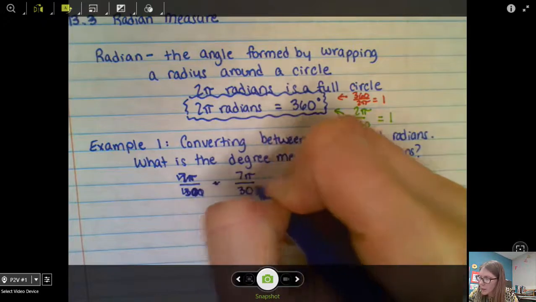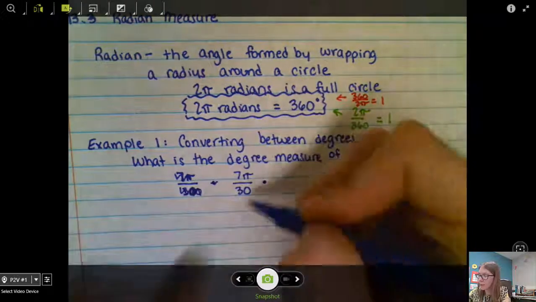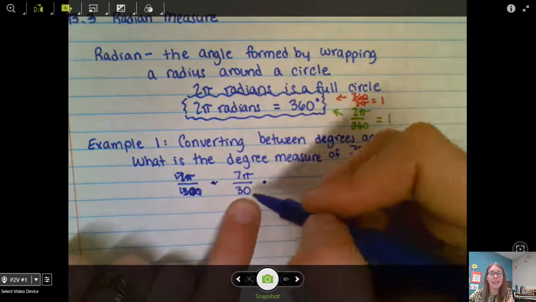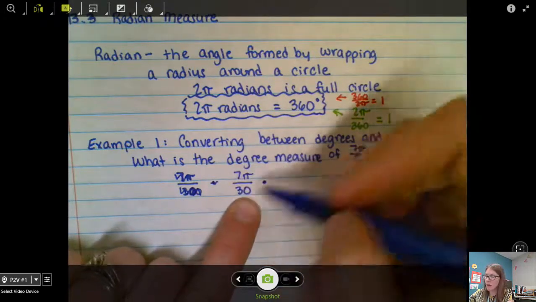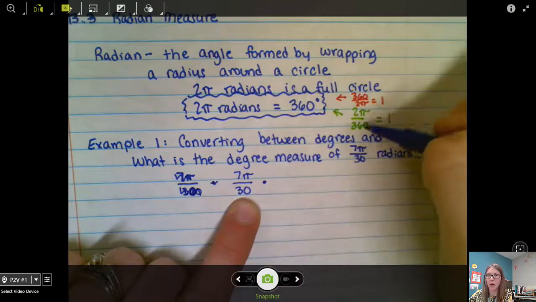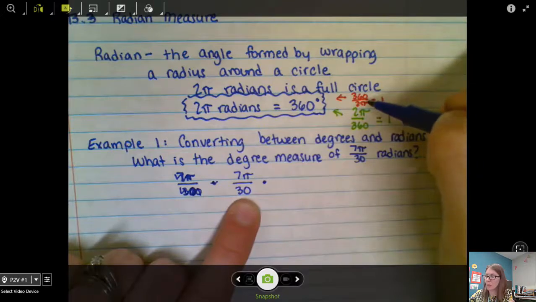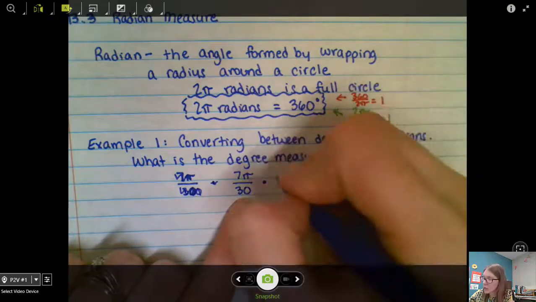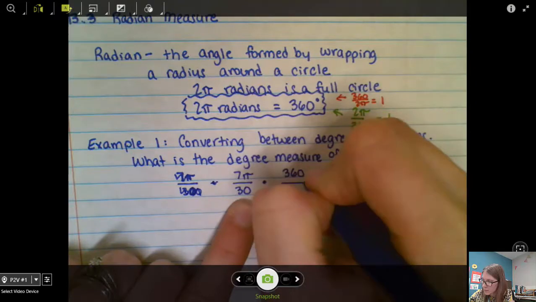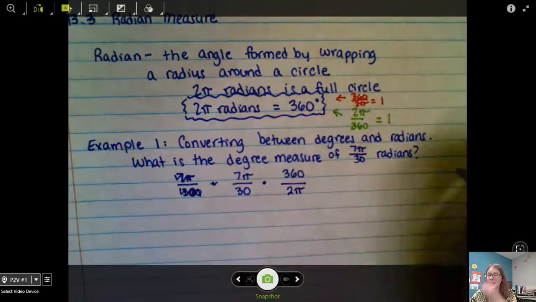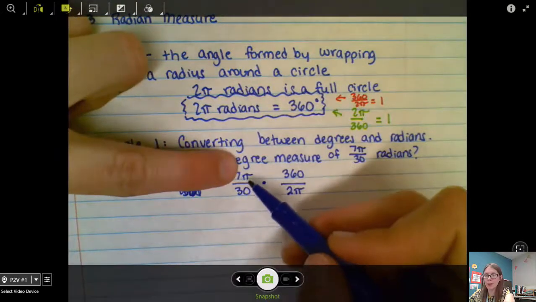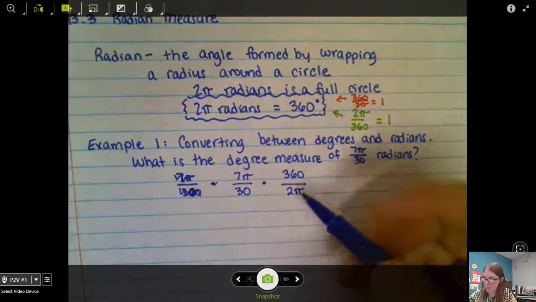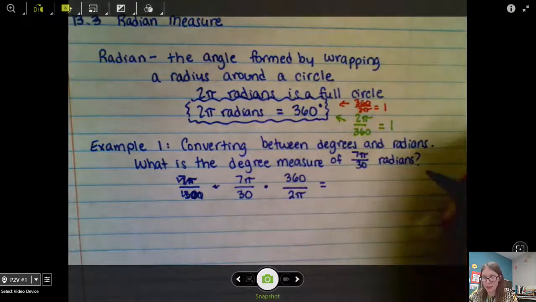Okay. We have to multiply by some conversion factor where our radians are going to cancel out. So if I know my radians already, I want to use the conversion factor where my number of radians is on the bottom, and that's this guy right here. Multiply by 360 over 2 pi. And again, I'm using this one instead of the green one because I'm starting off with radians. I want my radians to be on the bottom. And now I can multiply this out.